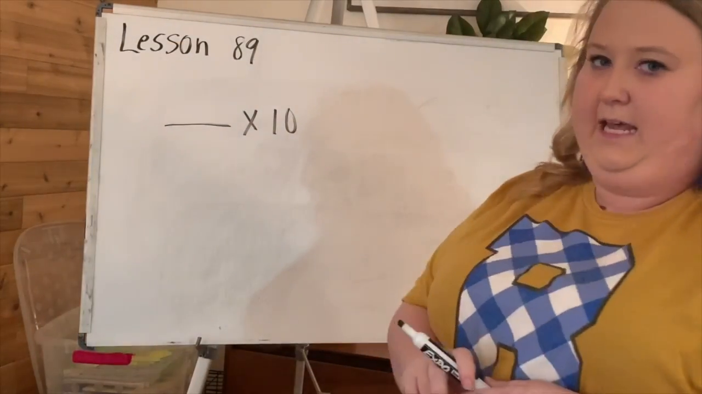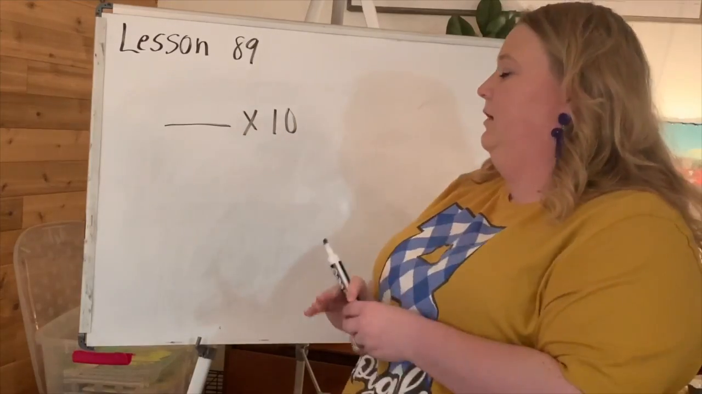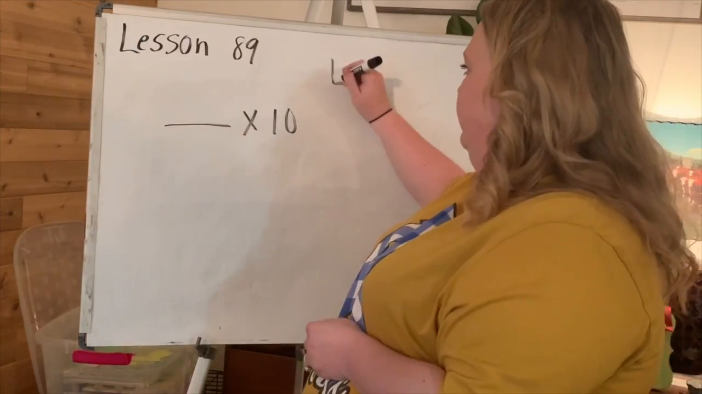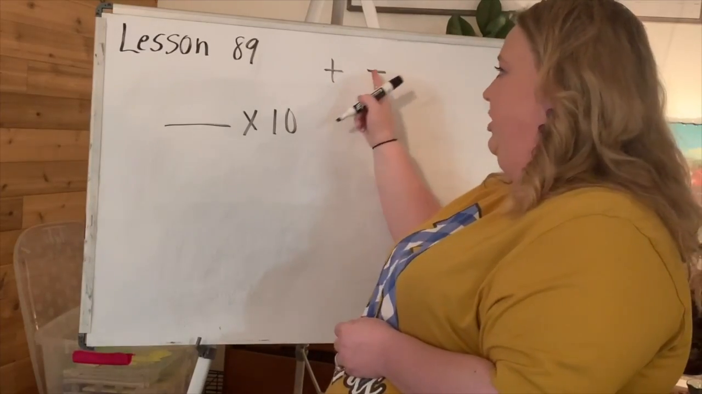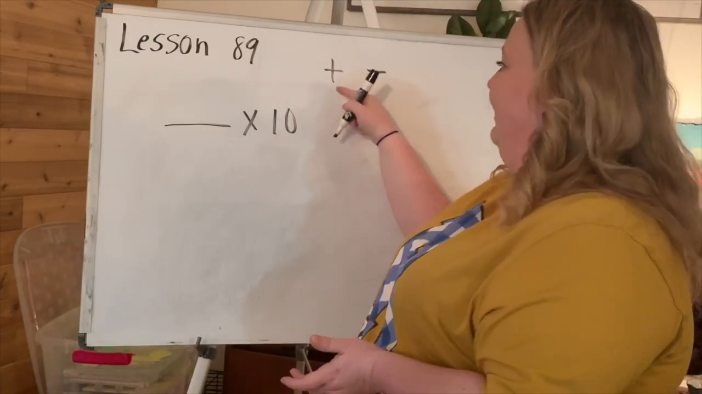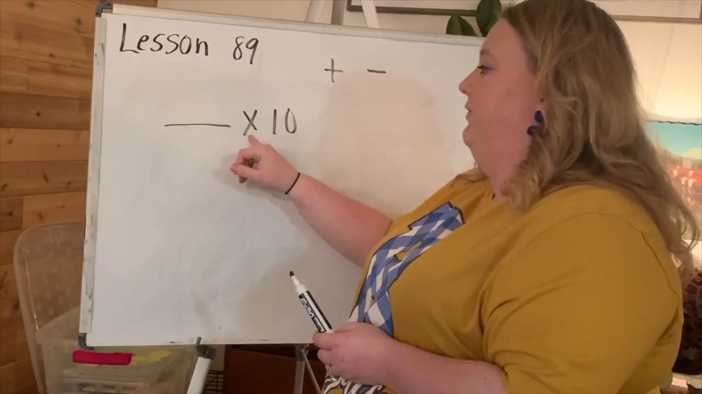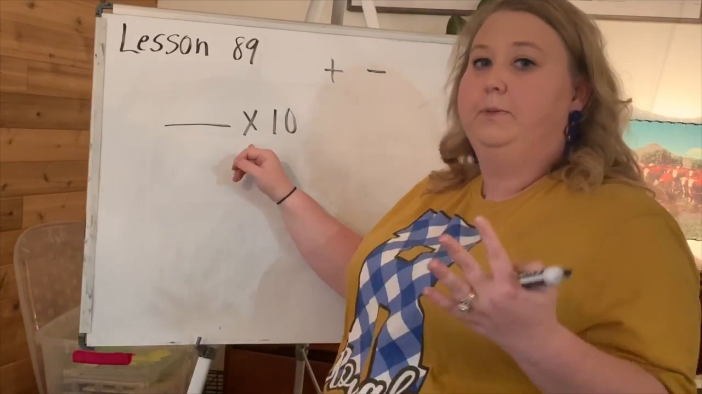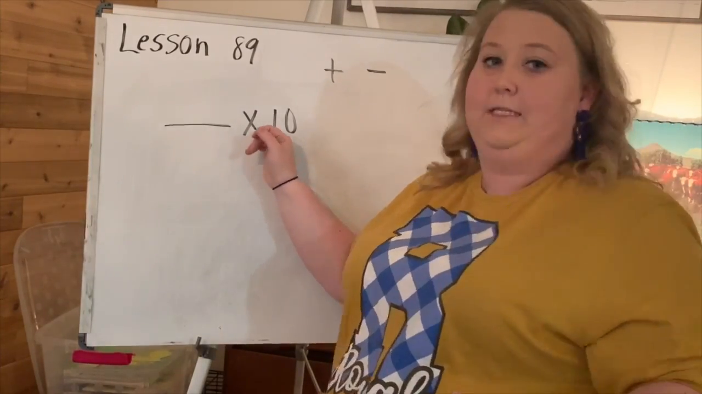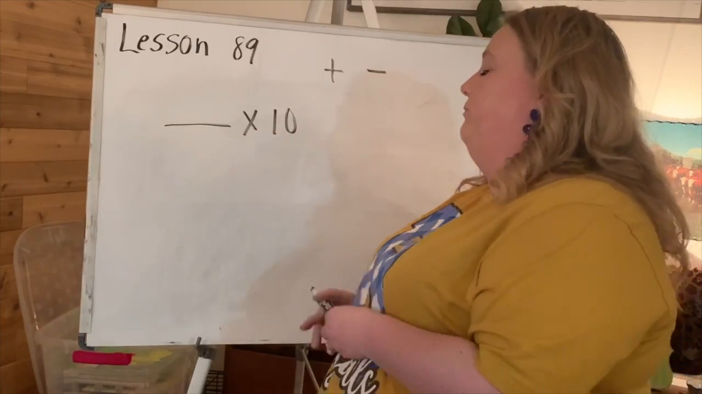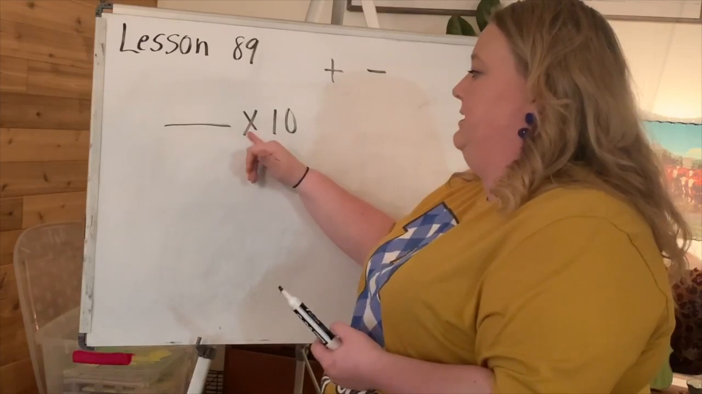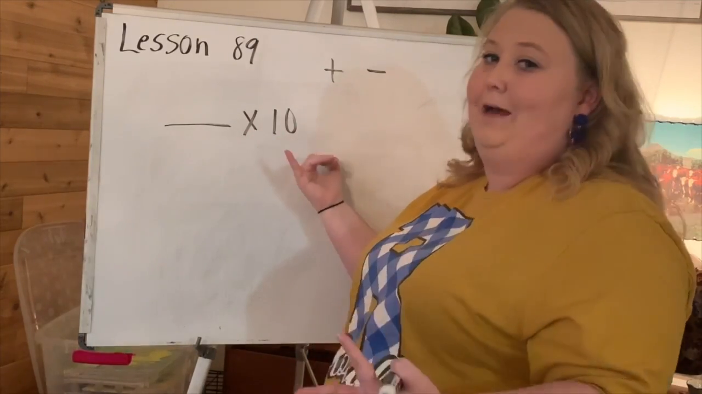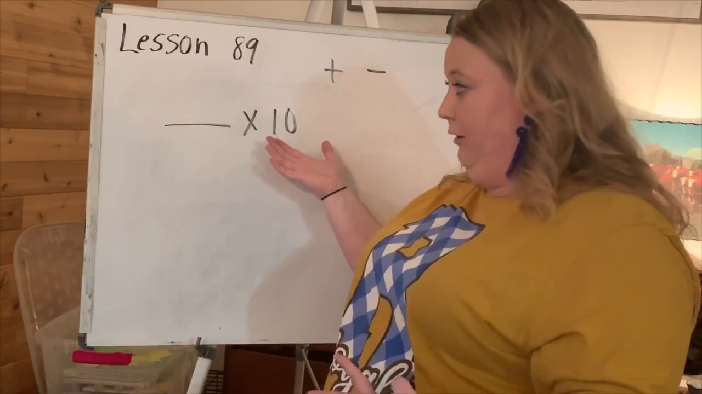Blank times 10. We have seen this symbol and this symbol before: addition, subtraction, or plus and minus, right? This is multiplication, or times, okay? This is a new symbol. This means groups of 10, alrighty?